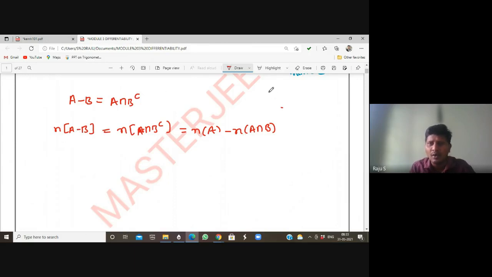Sometimes they ask what is the number of elements which belong to A minus B. They may give n of A, then they may give n of A intersection B. Then simply n of A minus n of A intersection B will give n of A minus B. Am I right? Draw the Venn diagram.